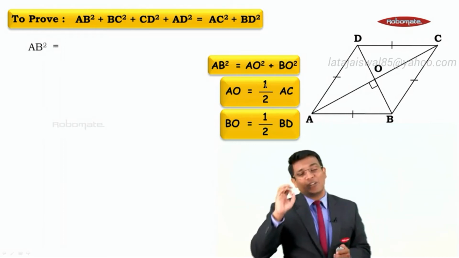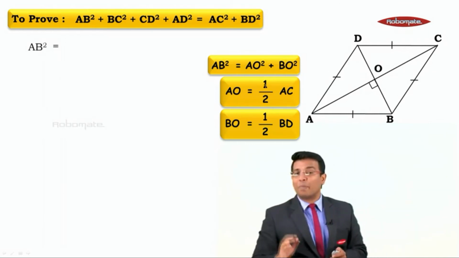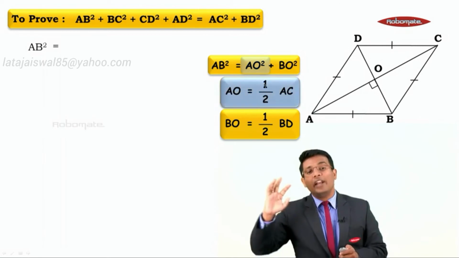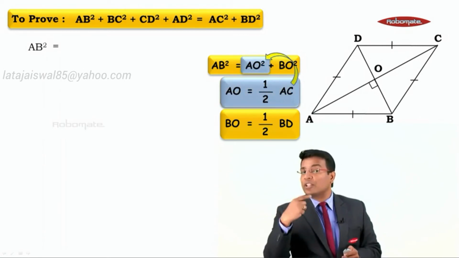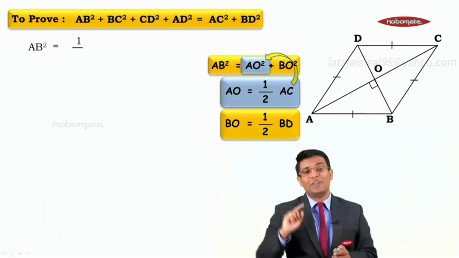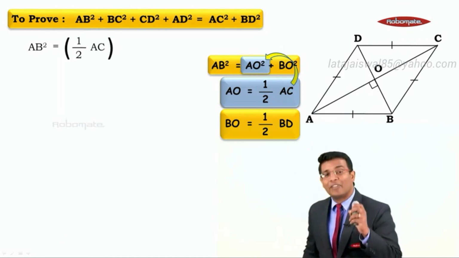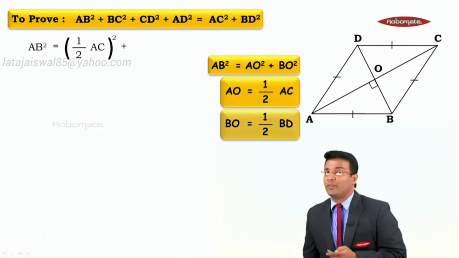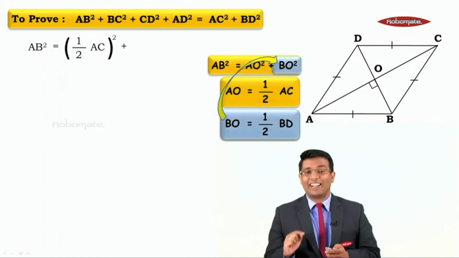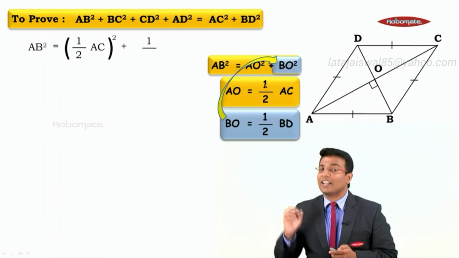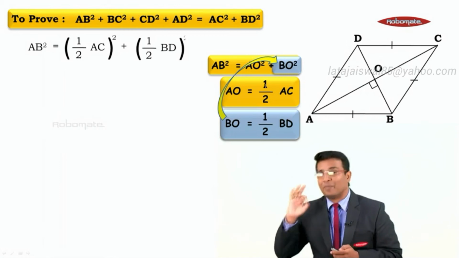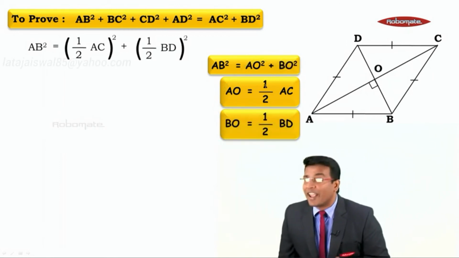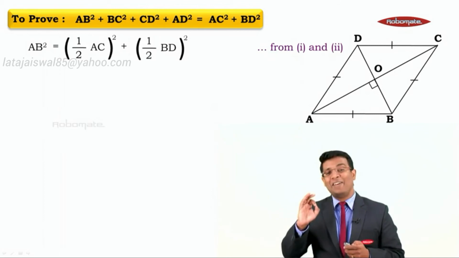Let's do that. So now the left hand side of that statement number 1 would be AB square is equal to. Now the value of AO, we are going to substitute that. So here we'll write it as half of AC, the whole square, plus now for the value of BO we substitute that there. So there we would write it as half of BD the whole square. Beautiful. And we got it from where? It is from 1 and 2.